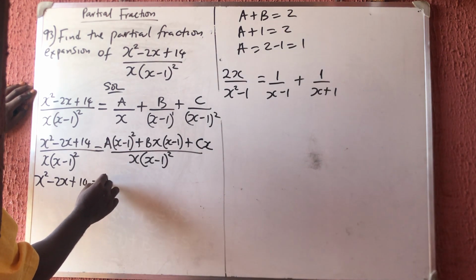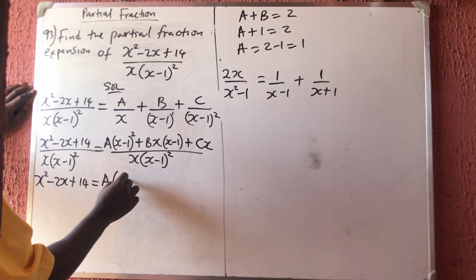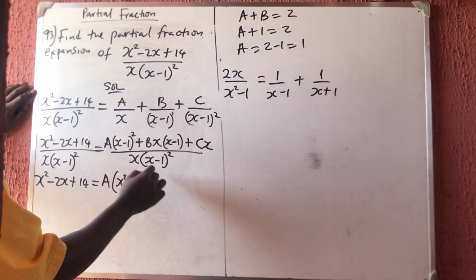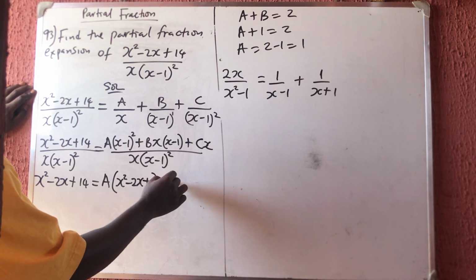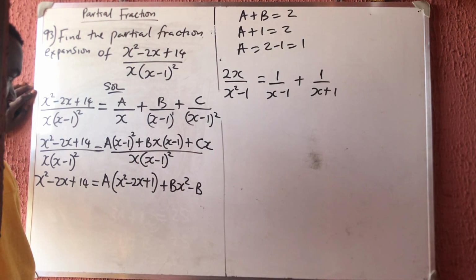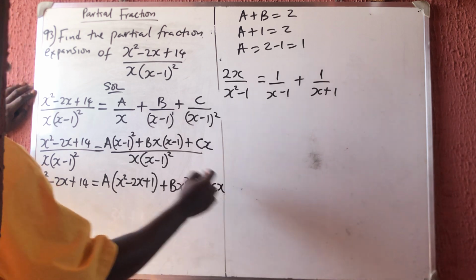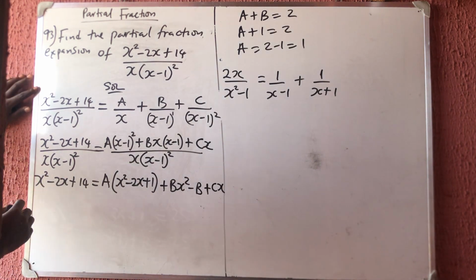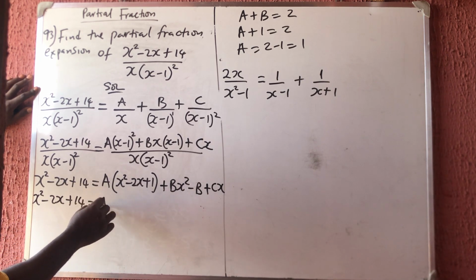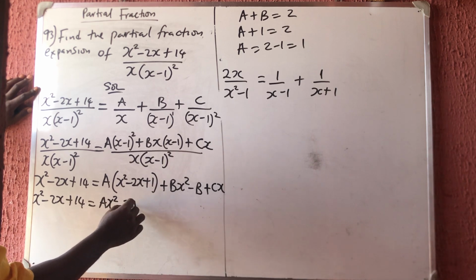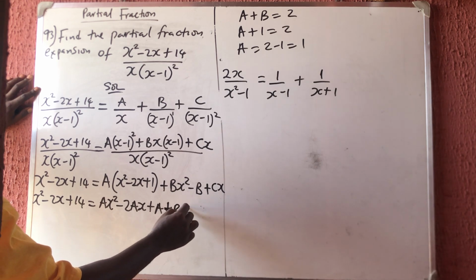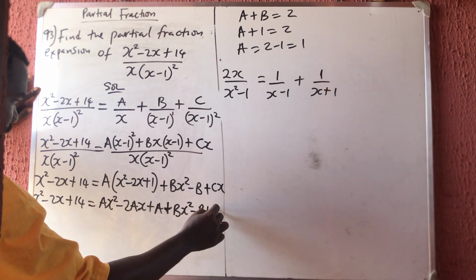Now let me clear here. A into square the first one, x squared. Multiply the first one and the second one, double it, minus 2x. Square the last one, plus 1. Okay? Then plus, open here, bx squared minus b, then what do you have? Plus cx. So finally, let me open here. So I have x squared minus 2x plus 14 is equal to ax squared minus 2ax plus a, then plus bx squared minus b plus cx.